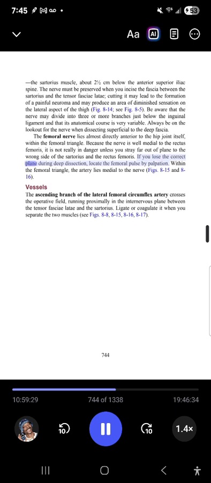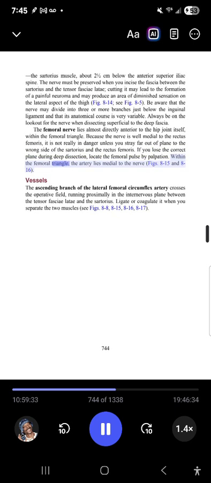If you lose the correct plane during deep dissection, locate the femoral pulse by palpation. Within the femoral triangle, the artery lies medial to the nerve. Figs 8-15 and 8-16. Vessels.